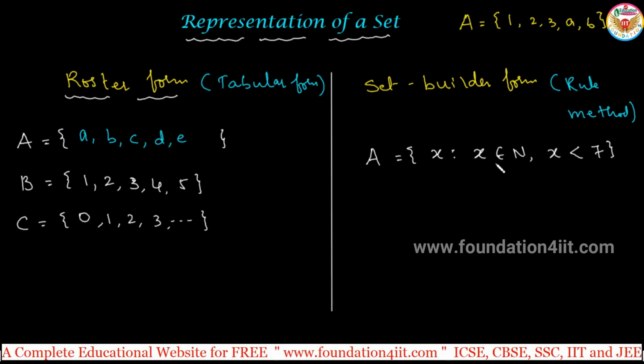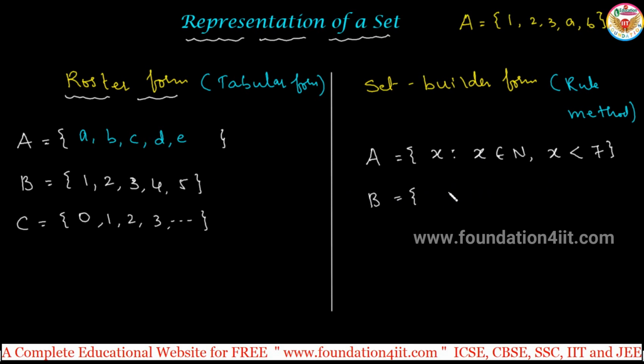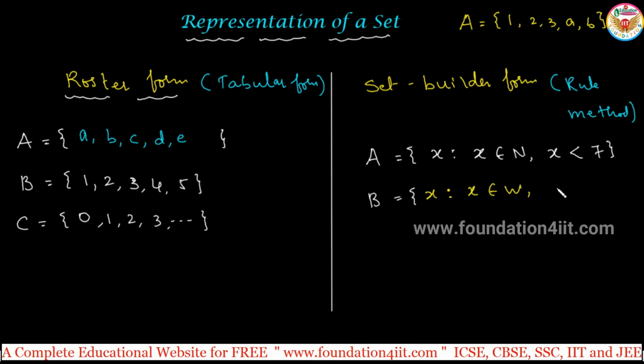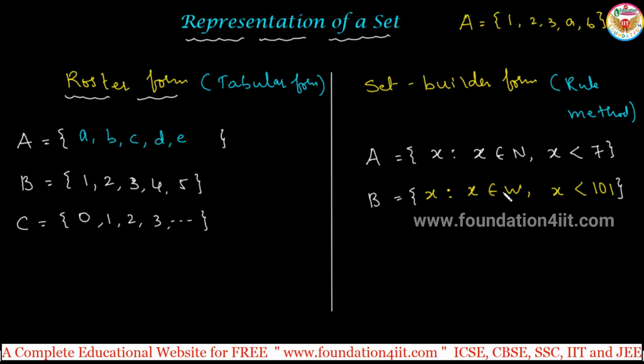The meaning is there is no need of writing all the natural numbers from 1 to 6 because x is less than 7. Instead of writing 1, 2, 3, 4, 5, 6, we can represent this. For example, set B: if you want to write whole numbers from 0 to 100, so 0, comma, 1, comma, 2, comma, instead of writing, we can use the formula method, like a rule method. So your rule is x such that x belongs to whole numbers and x is less than 101, right? So the meaning is all the elements 0, 1, 2, 3, 4 and so on till 100.